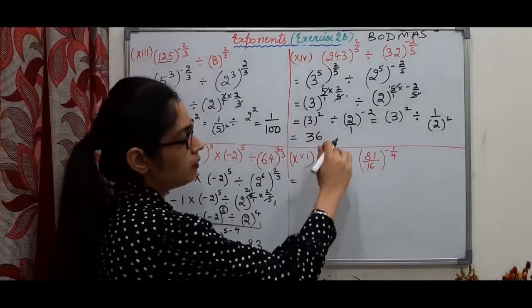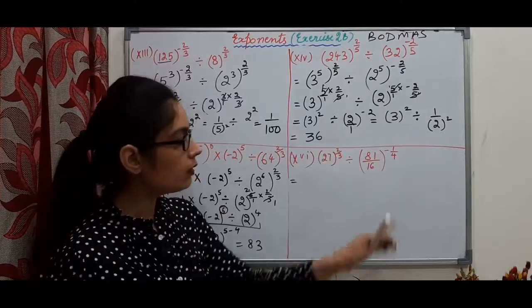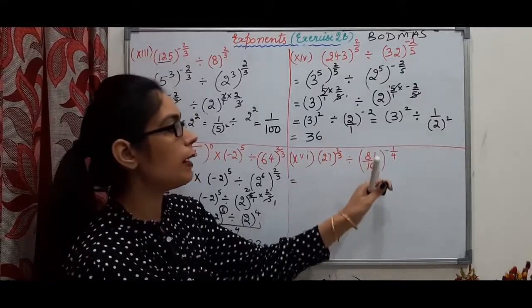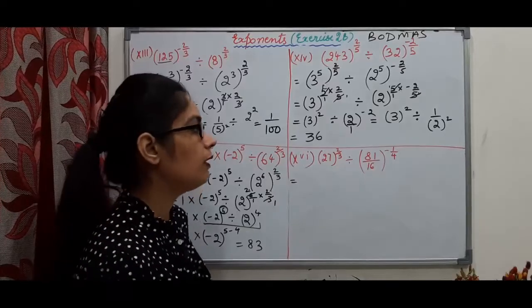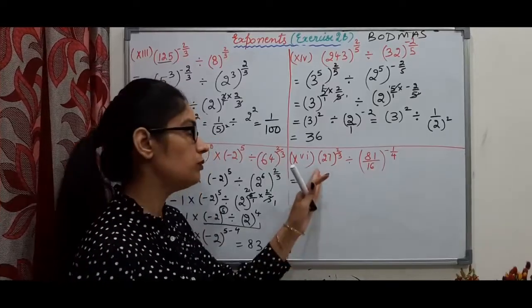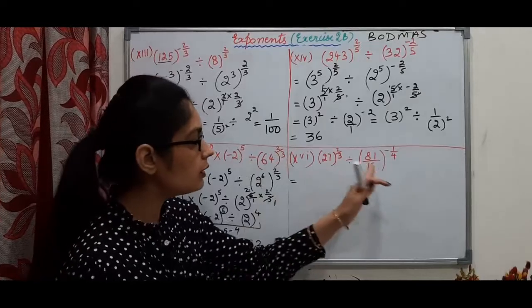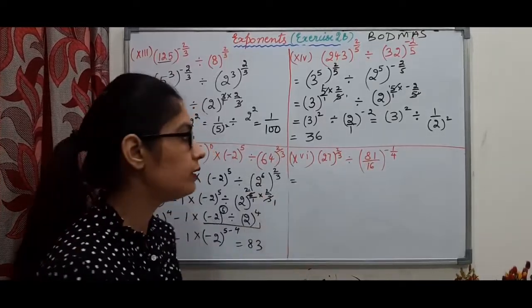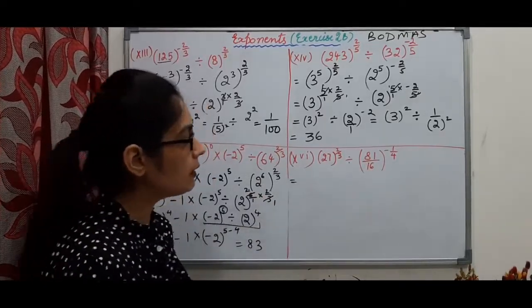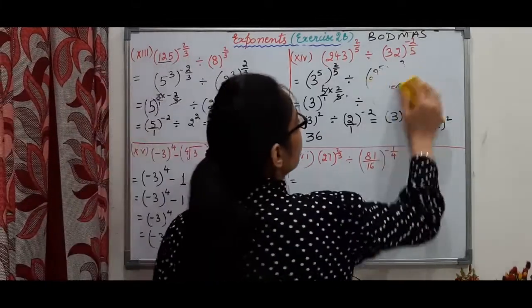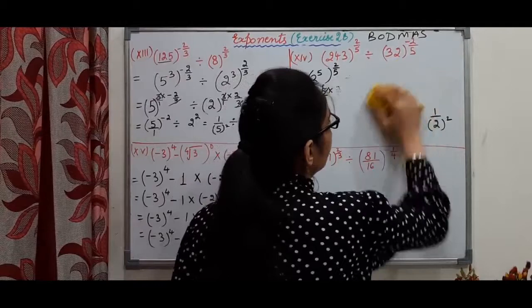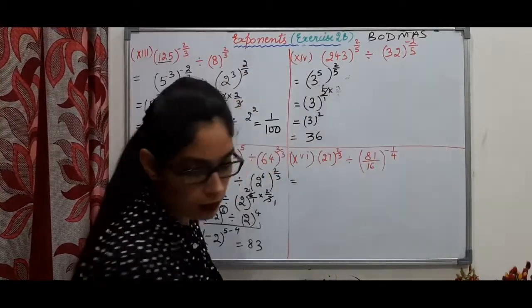So 27 to the power 2 by 3 and 81 by 16 to the power minus 1 by 4. Big numbers and the powers in fraction. So same thing, we will convert these numbers into their exponential form. So 27 is a multiple of 3. So we can check its exponential form and write accordingly.